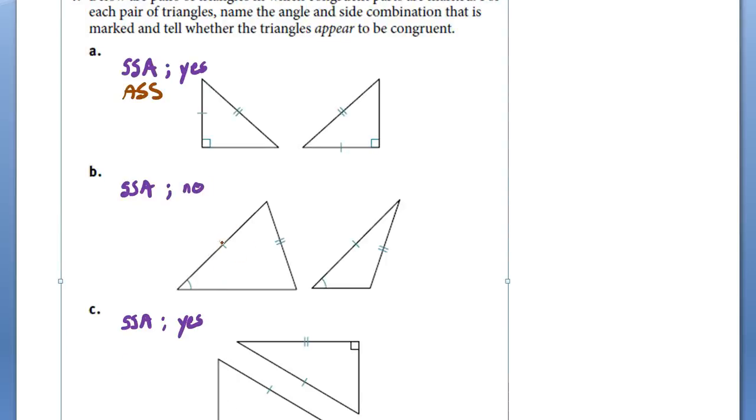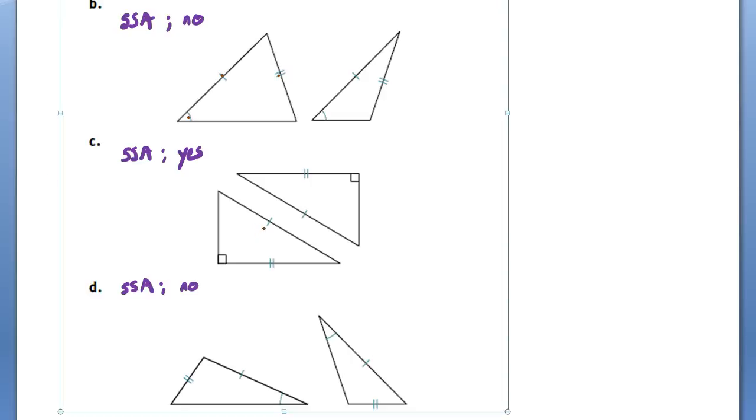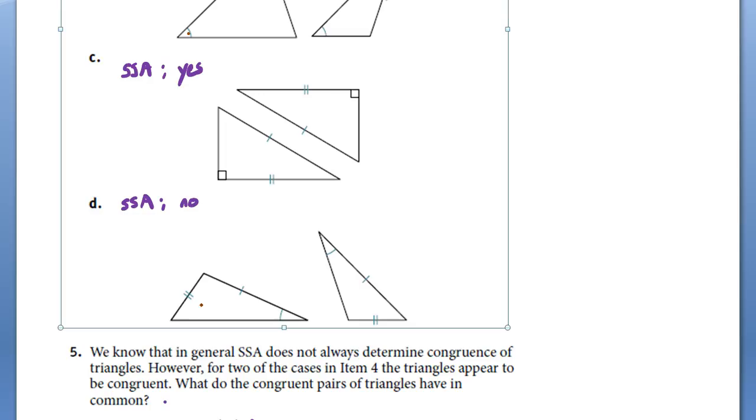Okay, question B. Here again we have two sides and an angle, so SSA. Do these appear congruent? No, they don't. And again, a couple days ago, that's why Greg discarded SSA as being one of the congruence criteria, because it didn't always guarantee that triangles would be congruent. Question C. Again, based on what's marked with these little marks, we have SSA. Yes, they do seem congruent. Question D. Again, we have SSA, but no, these triangles don't look exactly the same shape. They're close, but not quite exactly the same shape. And so this one is no.